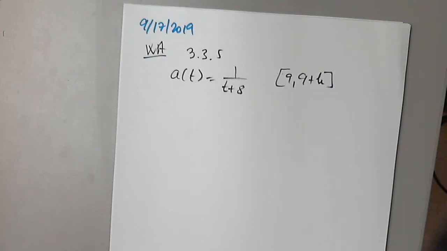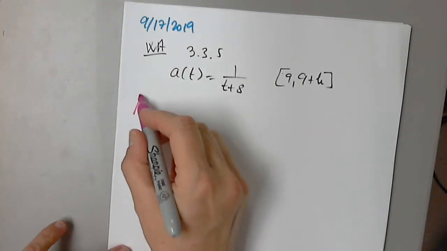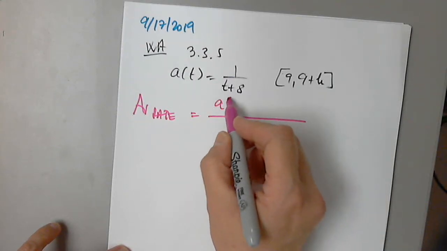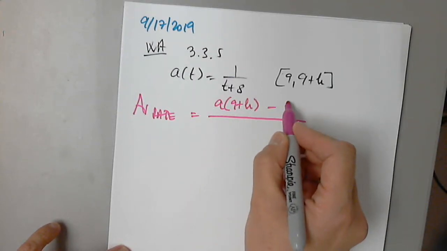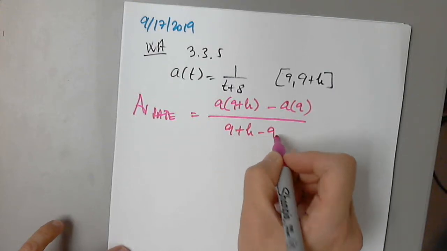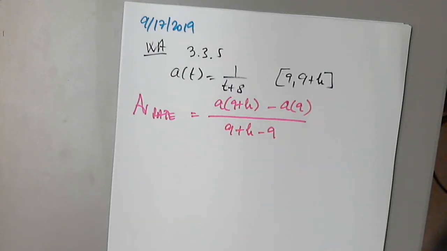I tried plugging it into the formula, and none of it was working. It kept showing up as an incorrect answer. And so first of all, we're asked to find the average rate of change, right? So the average rate of change will be A of 9 plus h minus A of 9 over 9 plus h minus 9. So what was the problem next?